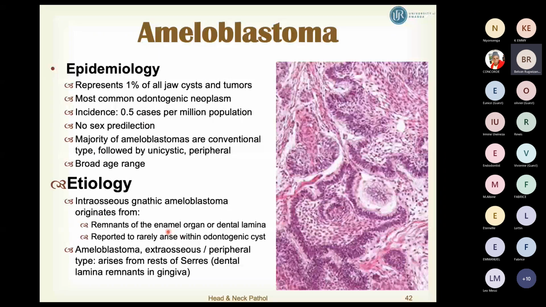ameloblastoma originates from remnants of the enamel organ and the dental lamina, and it is reported to rarely arise within odontogenic cysts, such as dentigerous cysts. The extraosseous or peripheral type arises from the rests of Serres, dental lamina remnants in the gingiva. So these things bring you back to embryology, not that you need to know all of them. But otherwise, these are developmental, like a tumor arising from developmental epithelium which didn't differentiate at the due time. So it differentiates at a later time when it can no longer give rise to bone, to tooth and so on.